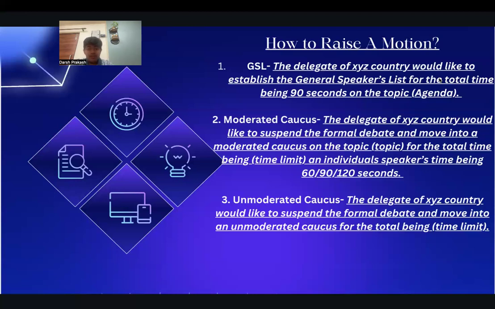Now, after this, it's not as if you just say all these motions and you start with the GSL. No, a voting procedure is also there. Now, what is a voting procedure? For example, a committee has 20 people. It needs a majority. 50 plus 1 majority is followed here. In a committee of 20 people, you need a special majority of 11 delegates who are in favor of your motions being raised, right? If the votes are less than 11, then your motion will not pass.